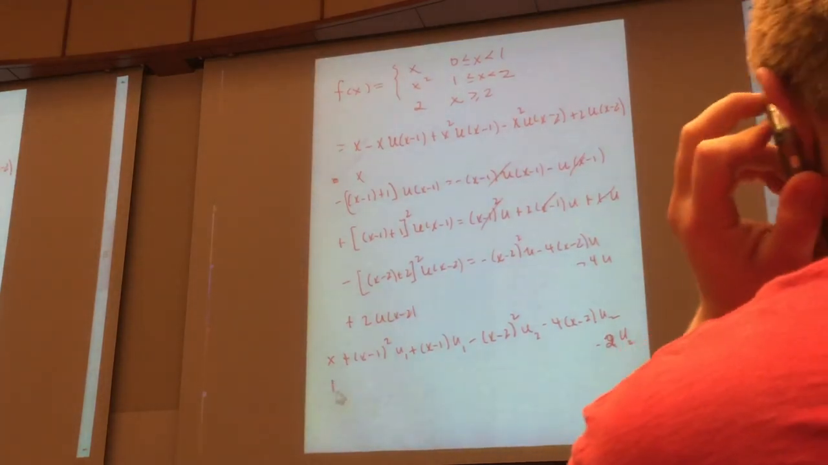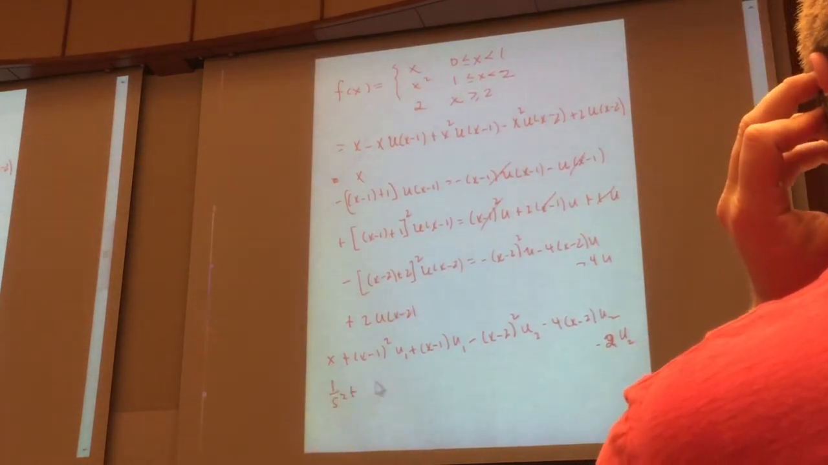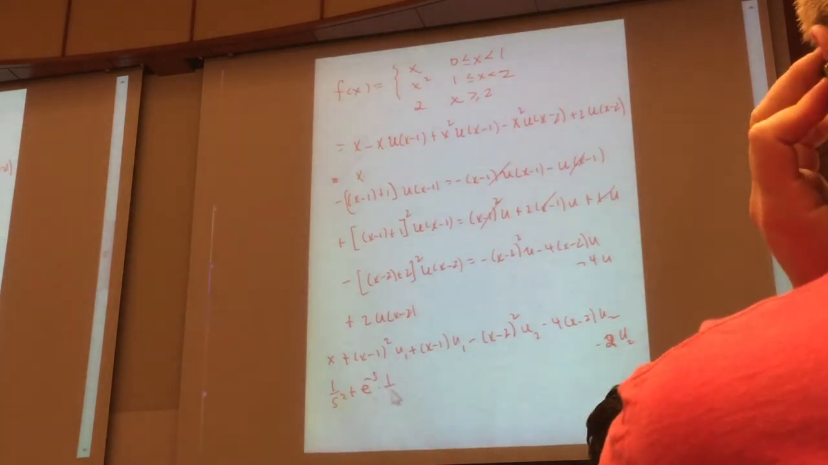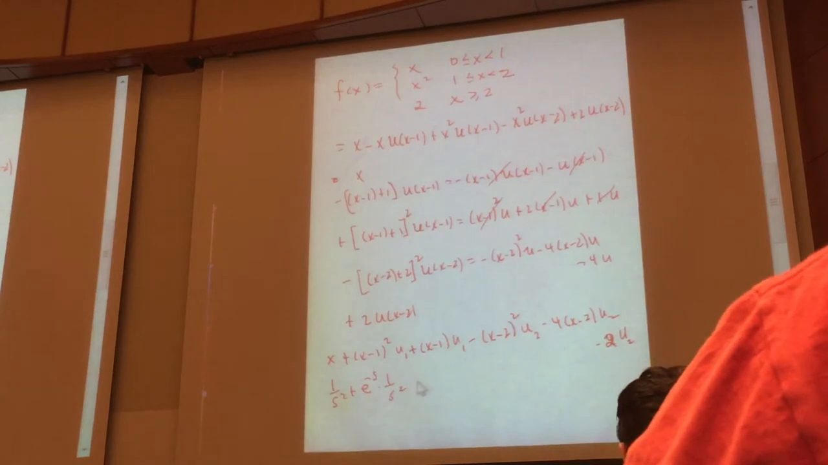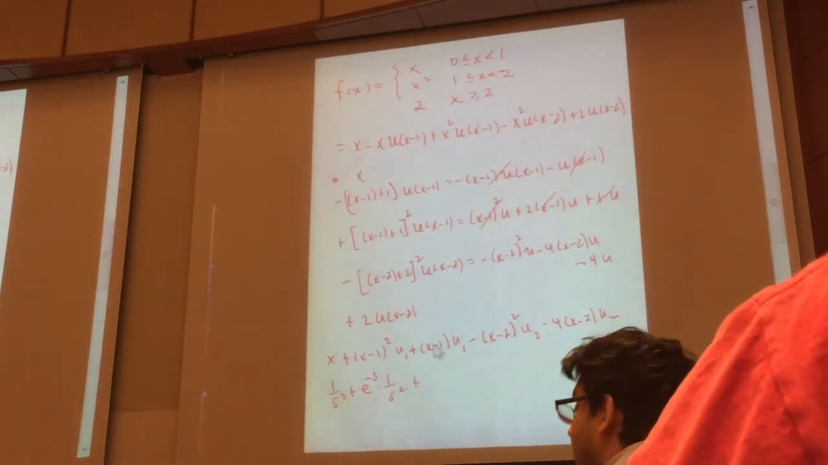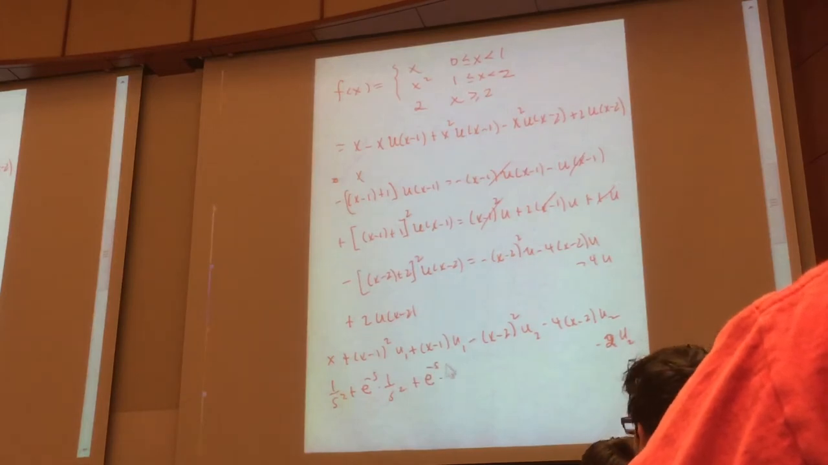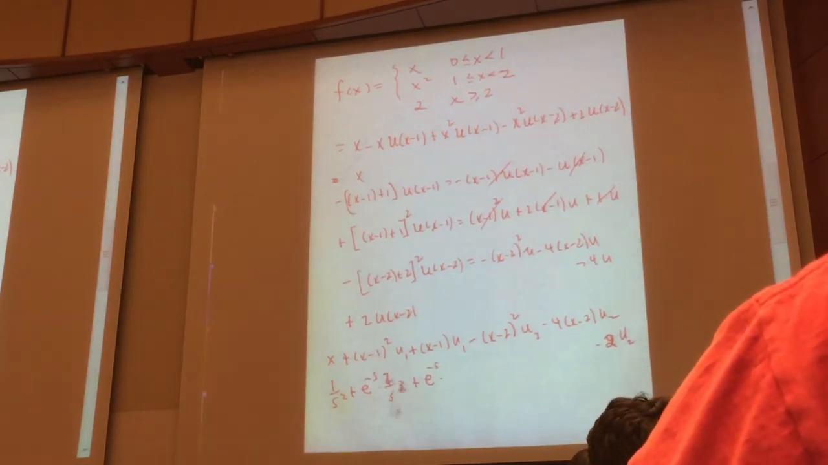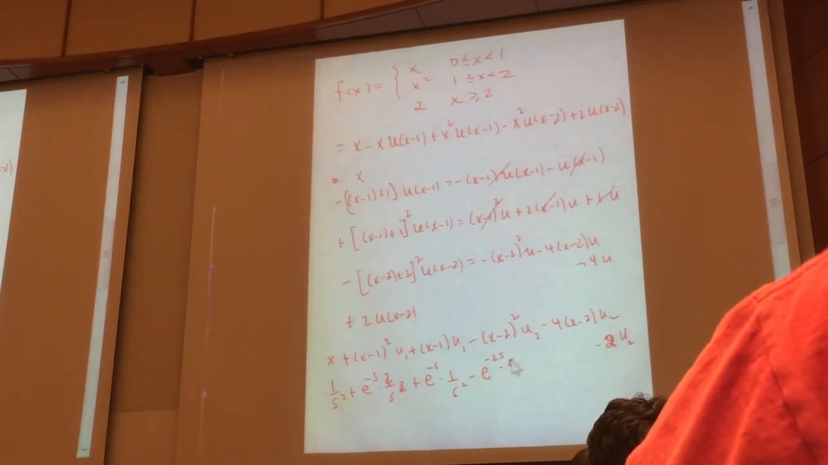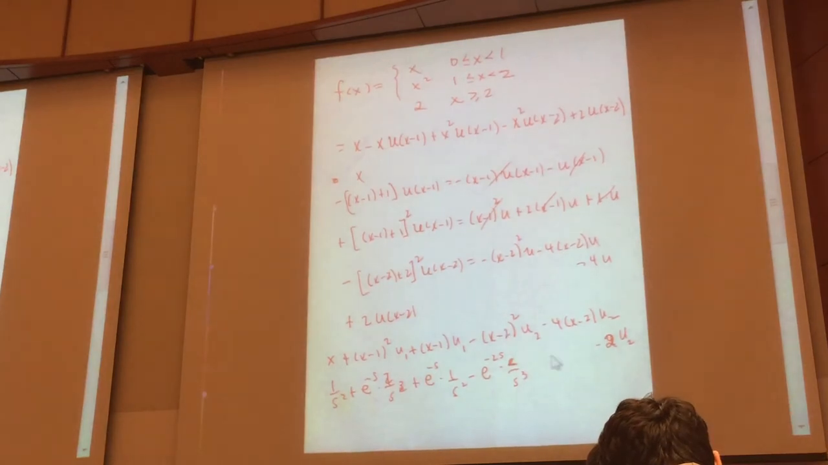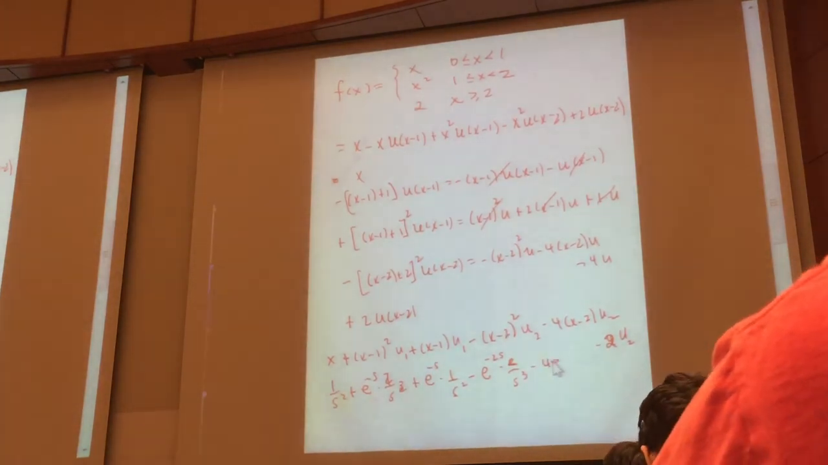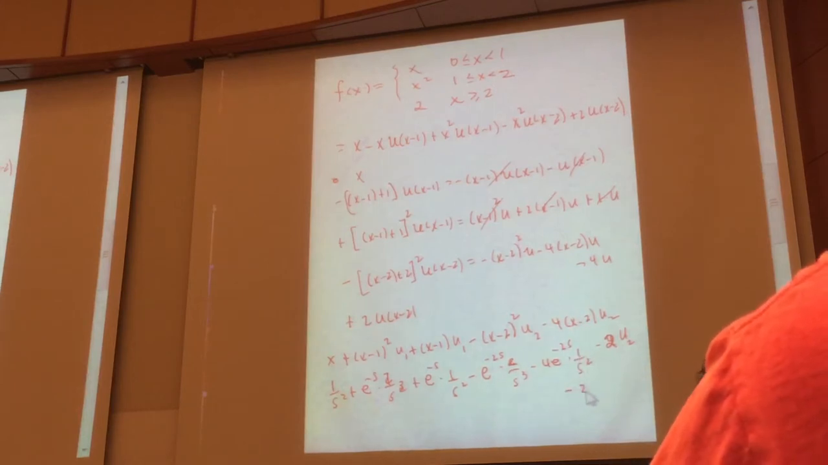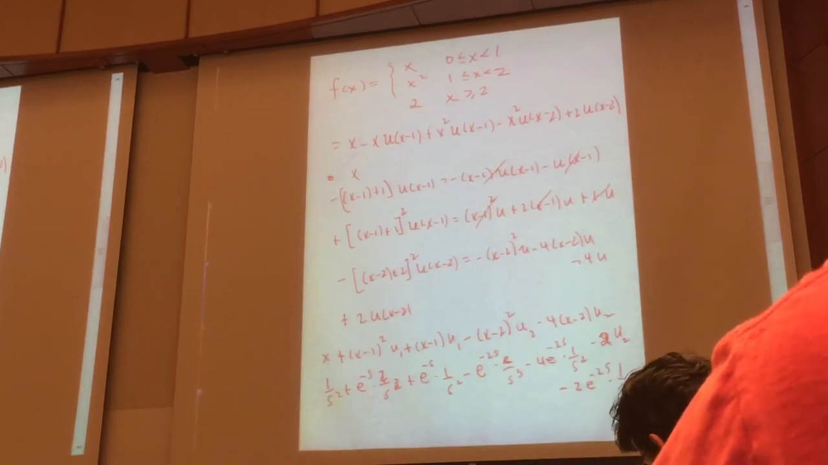So now I'm ready. 1 over s squared plus e to the minus s times 1 over s squared plus, this is an x, so e to the minus s, x squared, 2 over s cubed. That's an x, 1 over s squared minus e to the minus 2s, 2 over s cubed, that's an x squared, minus 4, e to the minus 2s, 1 over s squared, that's an x, minus 2, e to the minus 2s, 1 over s.